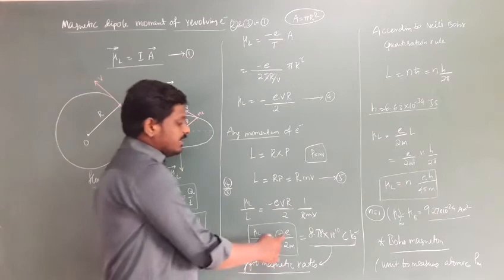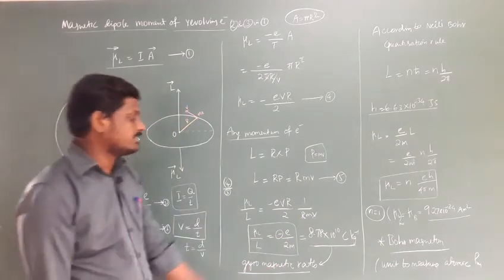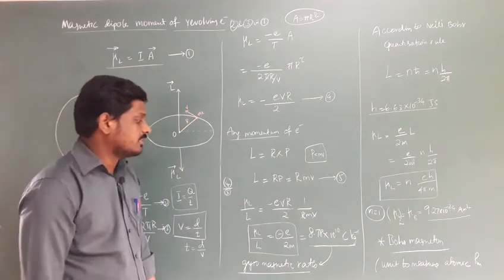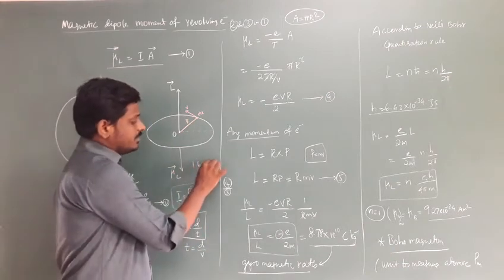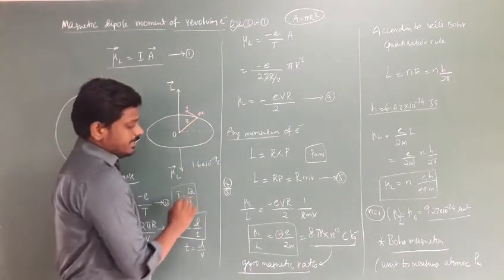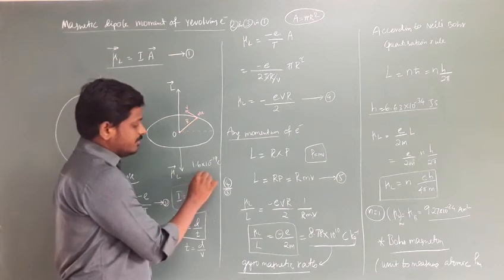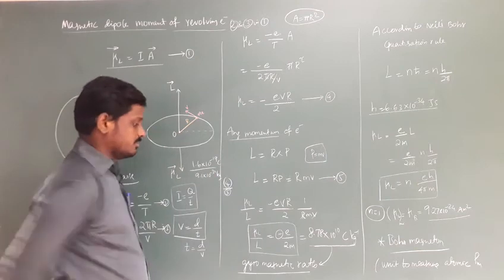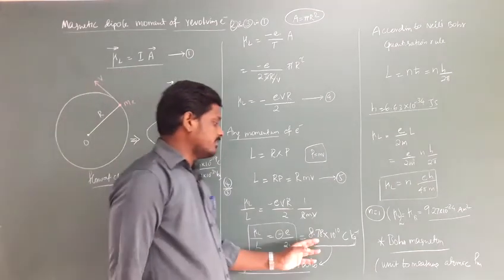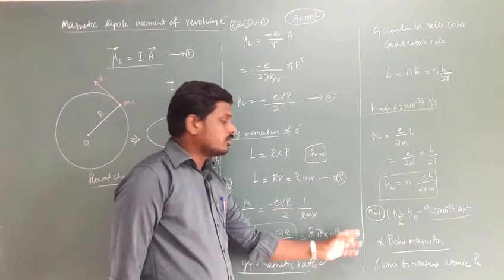So substitute the value of e. e is the charge of the electron, and m is the mass of the electron. The charge of the electron is 1.6 into 10 power minus 19 coulomb, and the mass of the electron is 9.1 into 10 power minus 31 kg. If you substitute these two values, you will get 8.78 into 10 power 10 coulomb kilogram power minus 1.